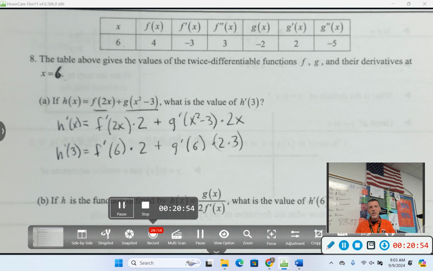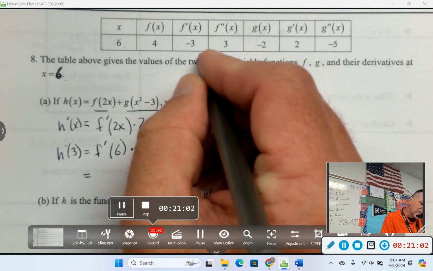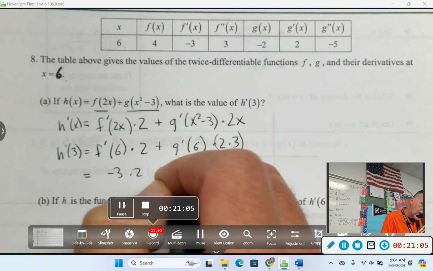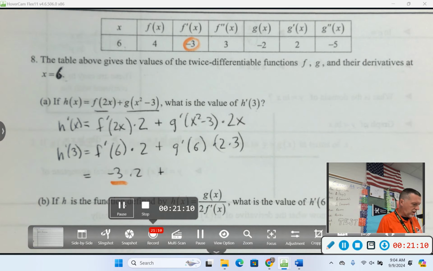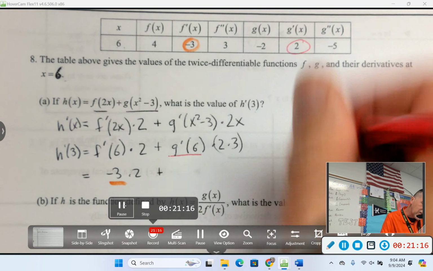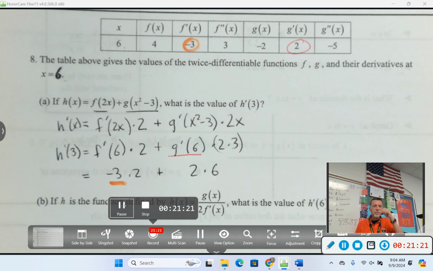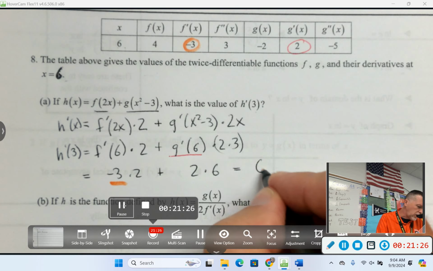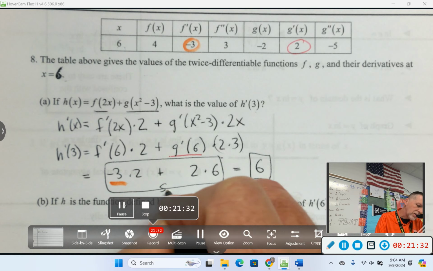Is that a safe stop? No, not quite. You're almost done, but you've got to plug those function values in. So f prime at 6 is negative 3. Yes. And then g prime at 6 is 2. 2 times 3 is 6. Are we at a safe stop now? Yeah, now we're good. Negative 6 plus 12 is 6. There's our multiple choice answer versus our safe stop answer.